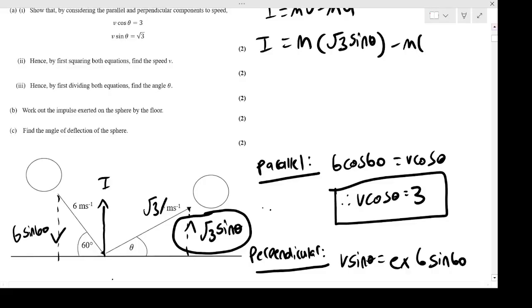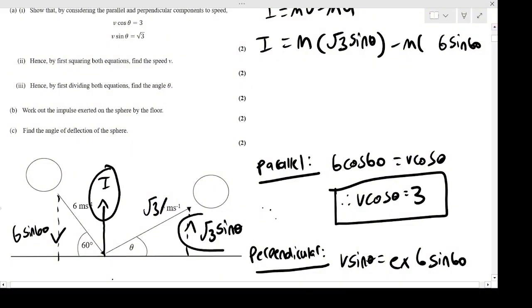Take away m, lots of u. Now u, the perpendicular part is 6 sine 60. I'm just considering the perpendicular speeds because impulse is perpendicular. For this speed as well, remember directions matter. Impulse is acting upwards, so is the final speed. But the speed before is acting downwards, so it's going to be the negative direction. So we actually need to negate this.